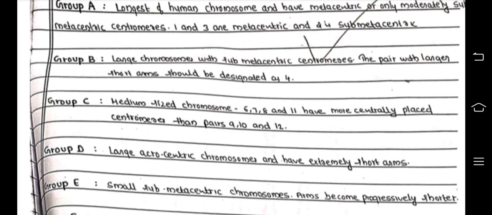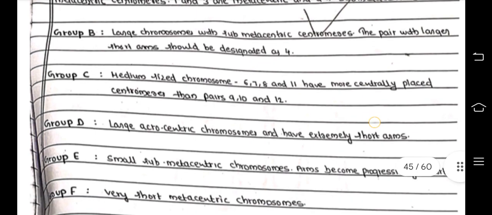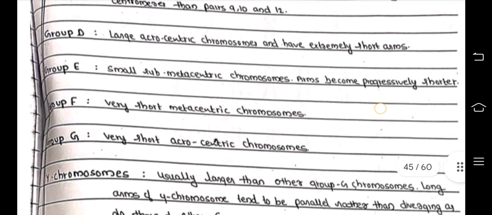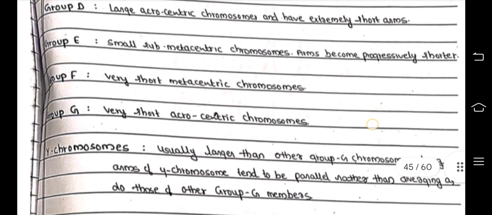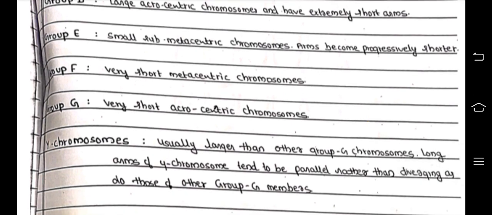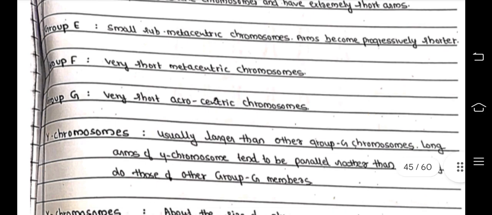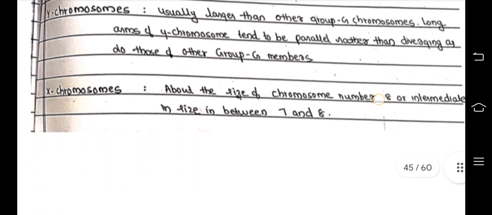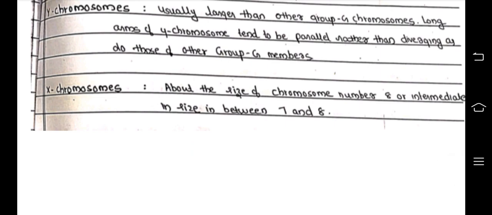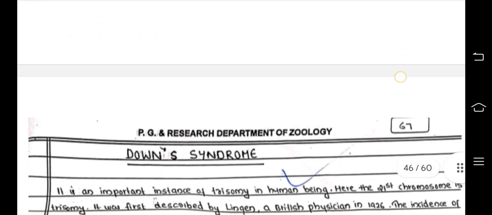Group D: larger acrocentric chromosomes with extremely short arms. Group E: small submetacentric chromosomes whose arms become progressively shorter. Group F: very short metacentric chromosomes. Group G: very short acrocentric chromosomes. The Y chromosome is usually larger than the other G chromosomes, and its long arms tend to be parallel rather than diverging as do those of other group G members. The X chromosome is about the size of chromosome 8, or intermediate in size between 7 and 8.